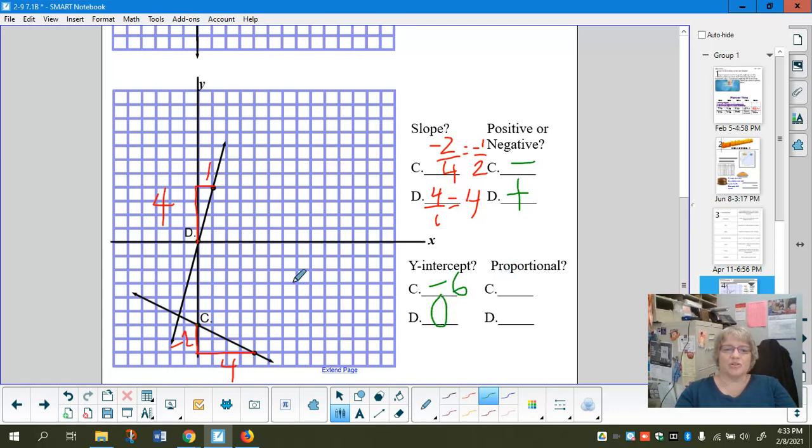So is it proportional? Well, C isn't. It's a straight line, but it doesn't touch at 0, 0. So that one's no. But D is our first proportional graph on this assignment, this lesson, because it's a straight line and it touches at 0, 0. So that's a great big yes.